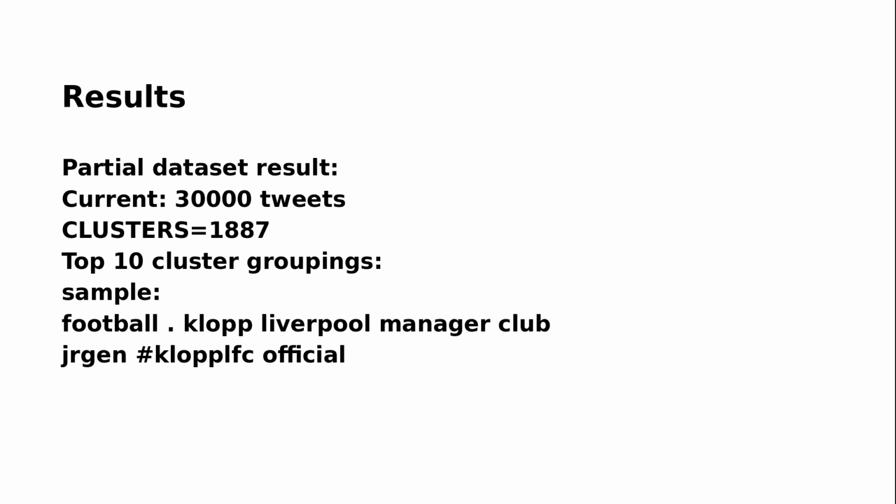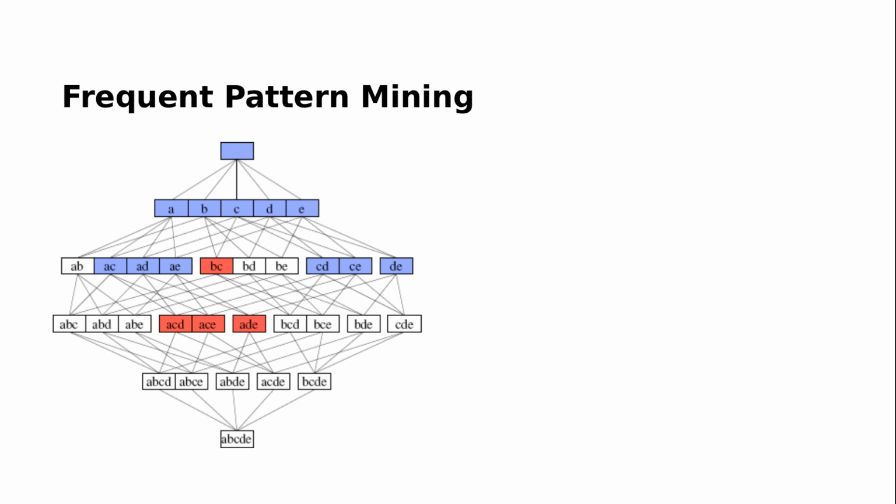We are doing it on a current tweet size of 30,000 tweets, on which 1887 clusters are formed, out of which the top cluster grouping has sample words such as football, Klopp, Liverpool, manager, club, jargon, Klopp, LFC and official. This was the result using the document pivot method. Now we move over to the frequent pattern mining method.